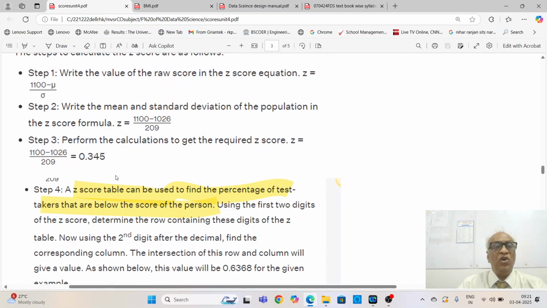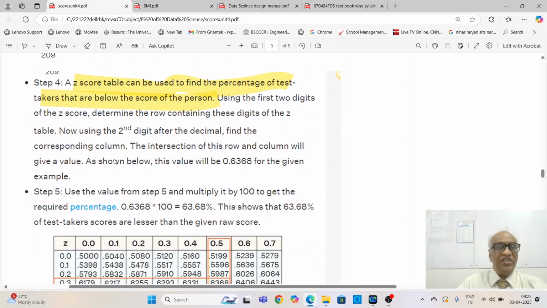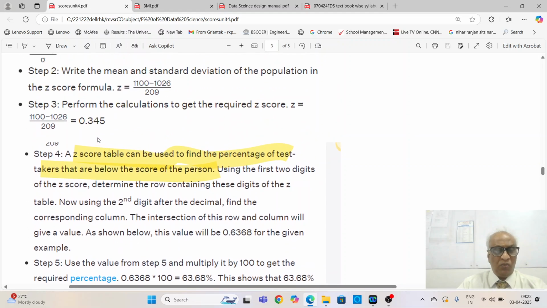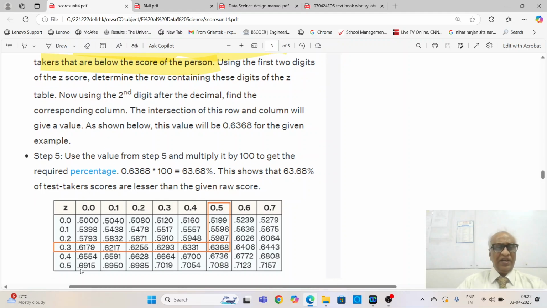Once we get this 0.345, I'll be using the first digit 0.3 and the second digit to get this row, and then get a particular column, and I can see the last digit as 0.5. If I take this, the value is coming to be 0.6368. This is actually a z-score table. Now this 0.6368 is multiplied by 100, which comes to 63.68.